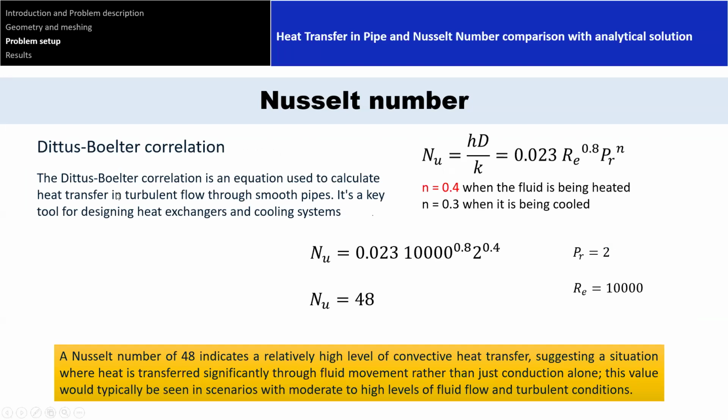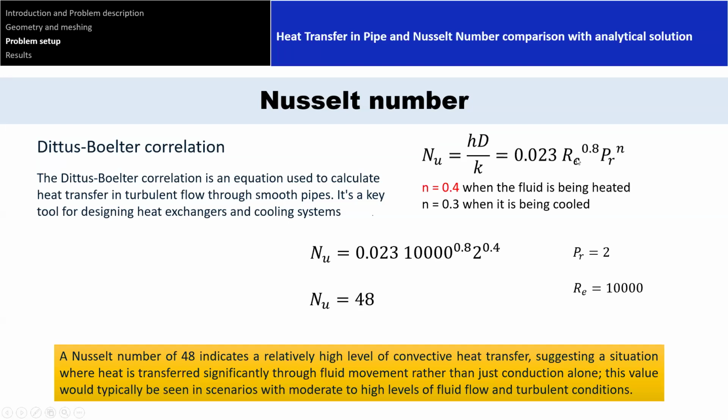it's an equation used to calculate the heat transfer in turbulent flow through smooth pipes. Okay, not the rough pipe, but through the smooth pipe. So it does not take care of rough pipes. For rough pipes, there are some other relationships you can see in fluid dynamics books. It is used for designing heat exchangers and cooling systems. It's a very well-known formula.